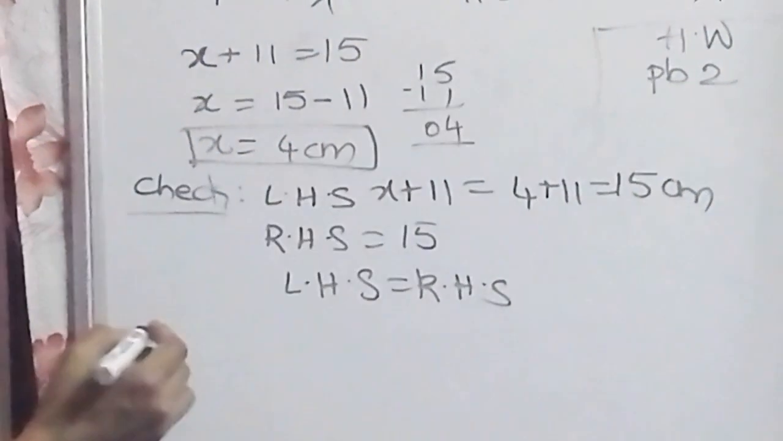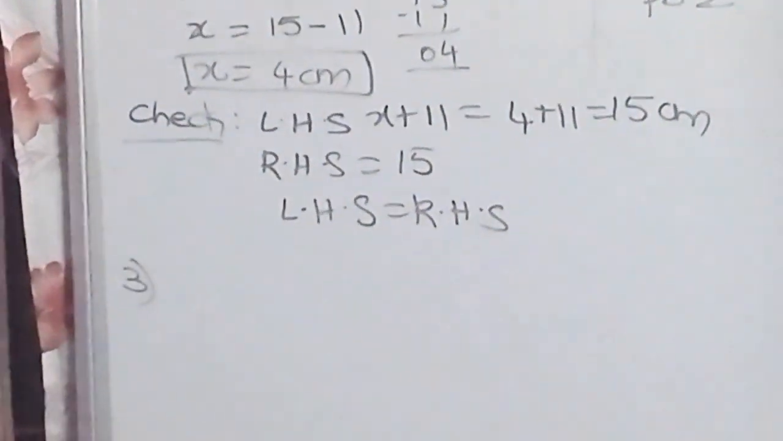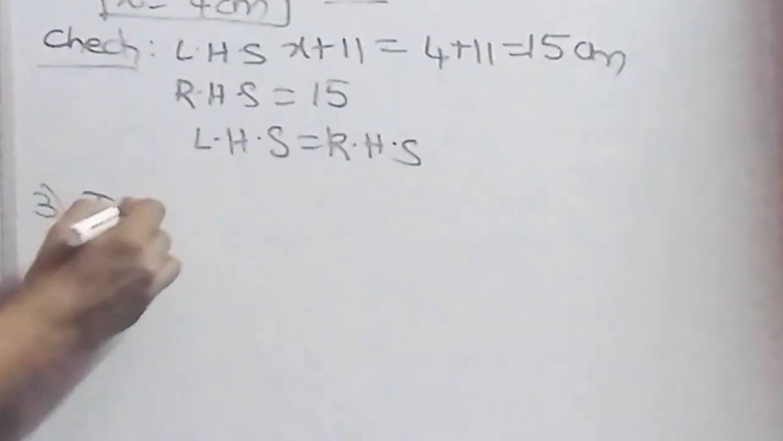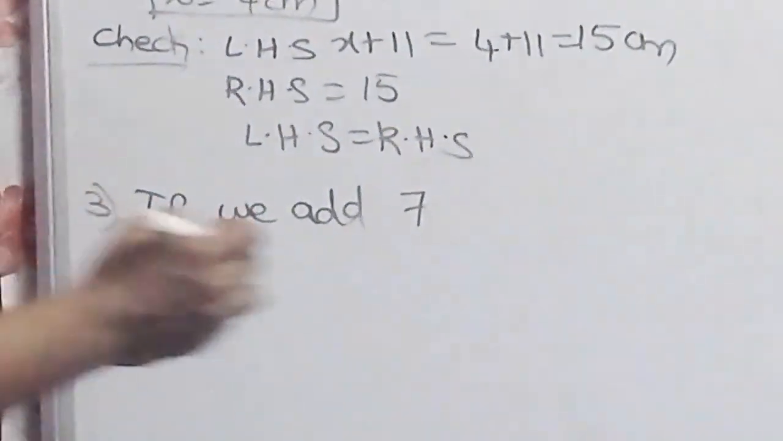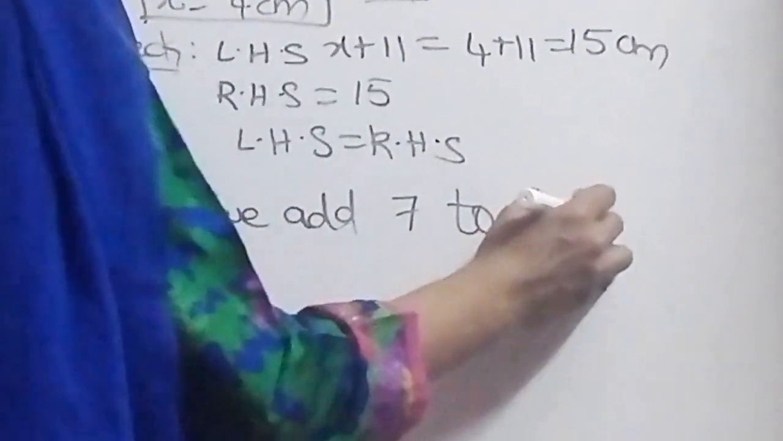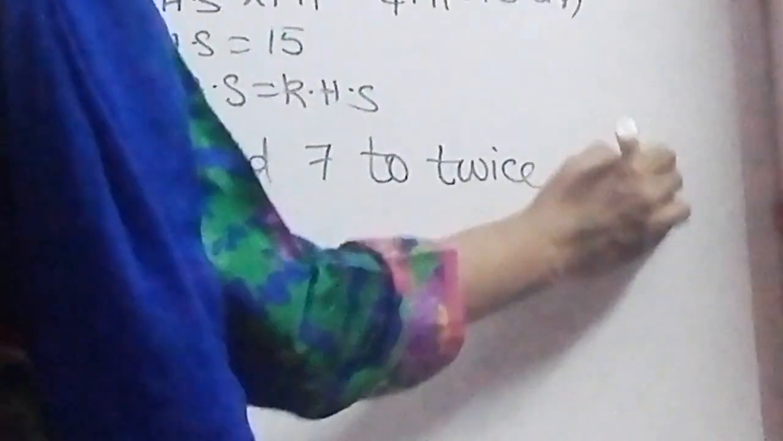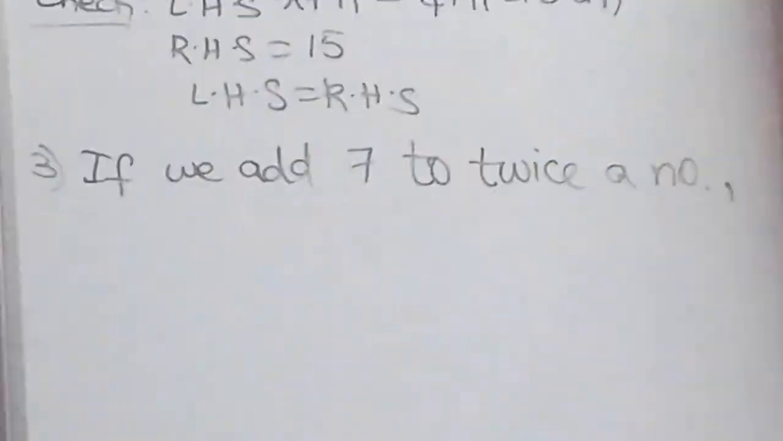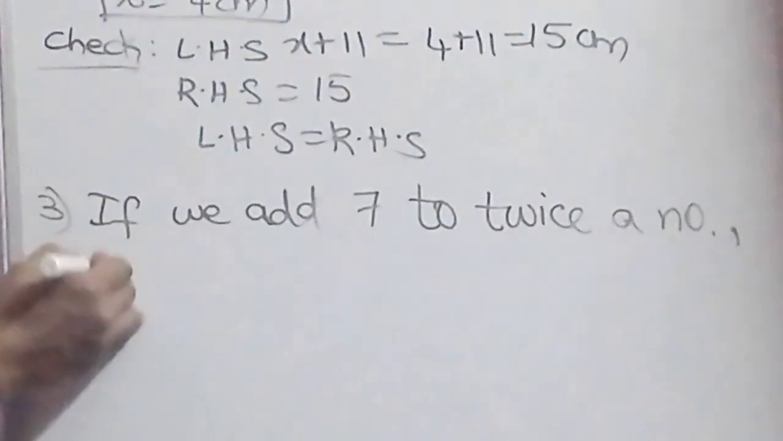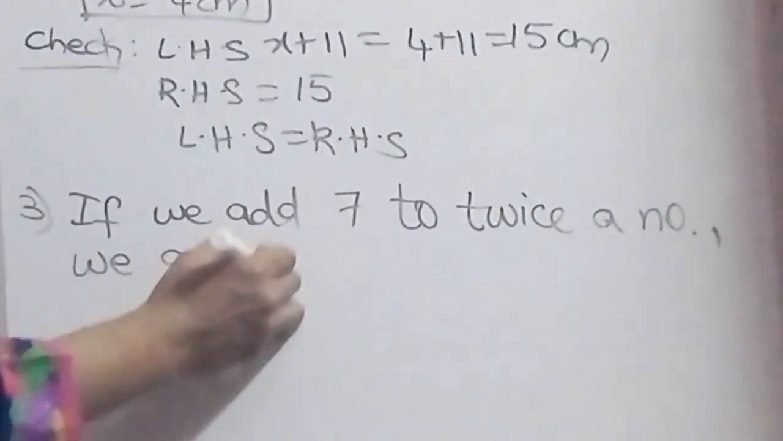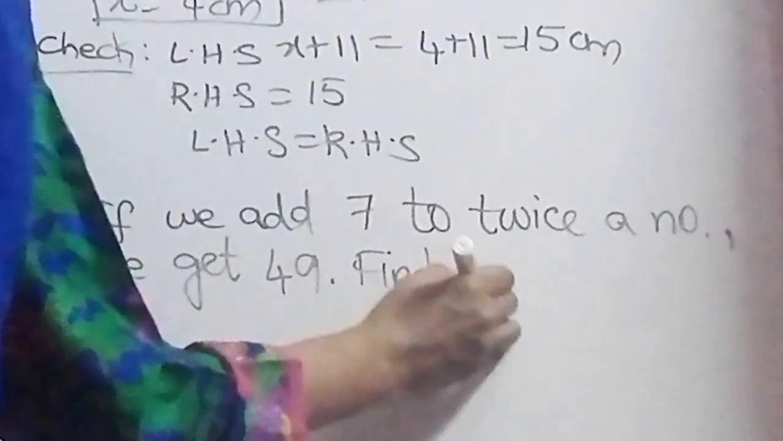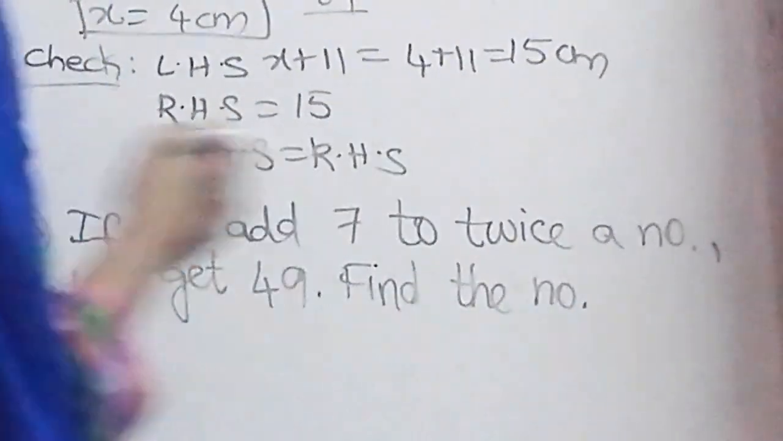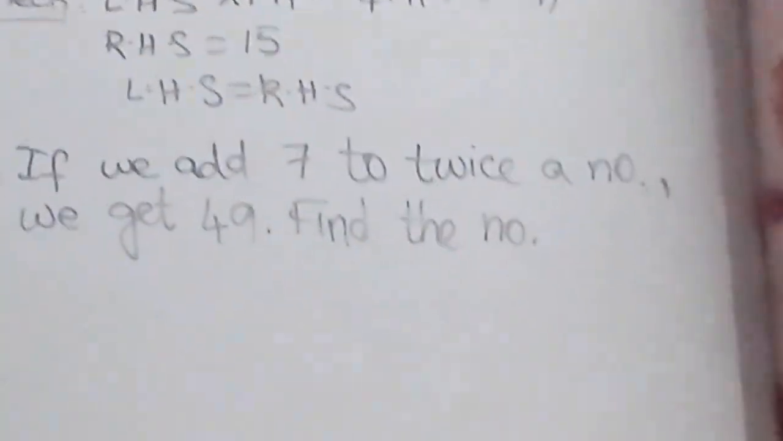Now second problem is for homework. Let us copy the third one. If we add 7 to twice a number, we get 49. Find the number. Short form of number is n o.